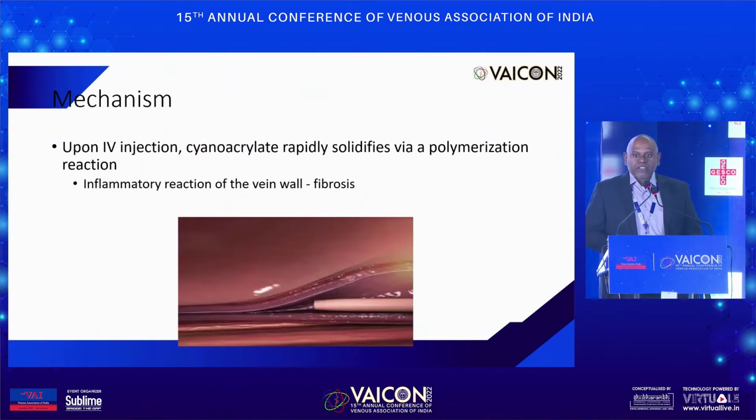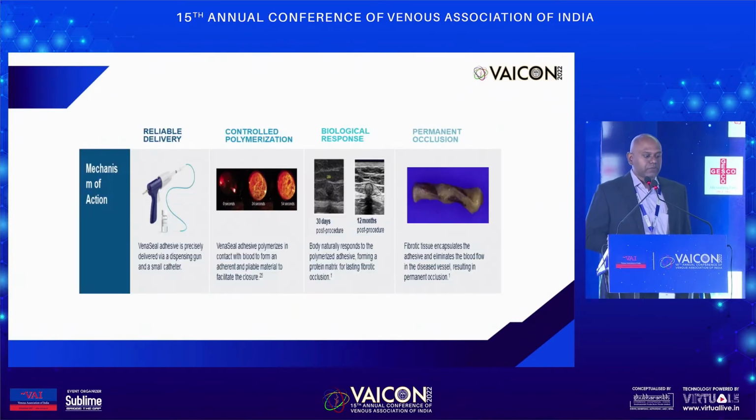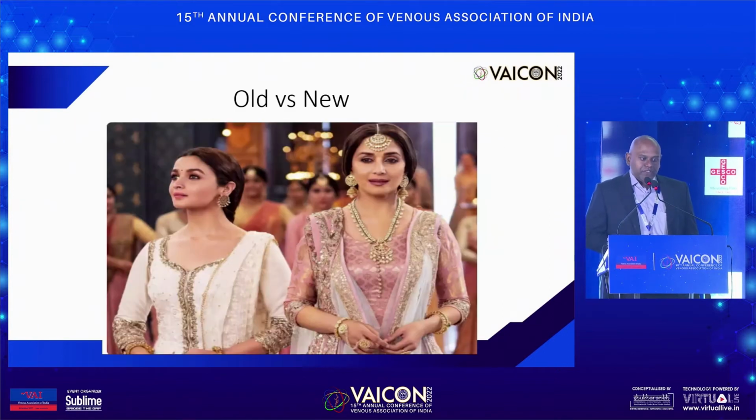Now, the mechanism by which it acts is basically when we inject, there's a rapid solidification, there's a polymerization reaction with the blood, and that causes clotting and inflammatory reaction of the vein wall, leading to fibrosis. So when we look at this, there's mainly only one company that is supplying glue in India. So the company says it does a reliable delivery, there's controlled polymerization, biological response, and permanent occlusion. Now, this is what the company says.